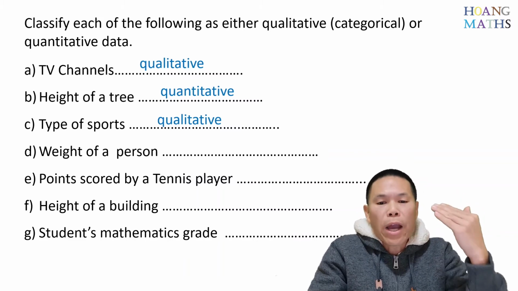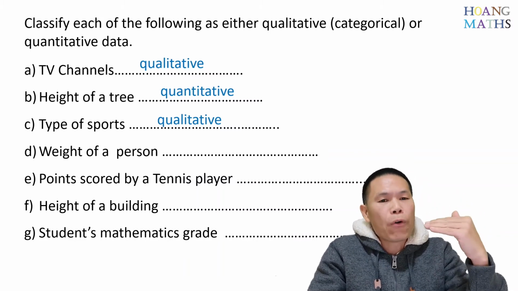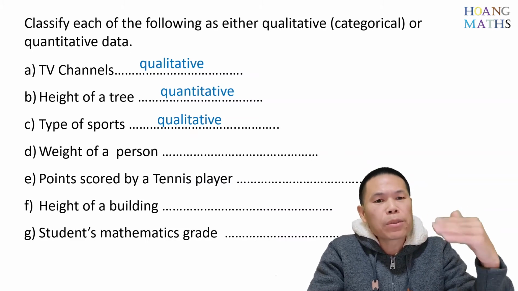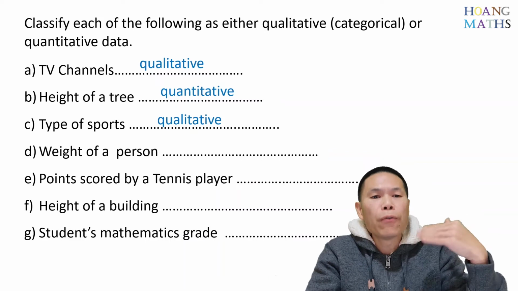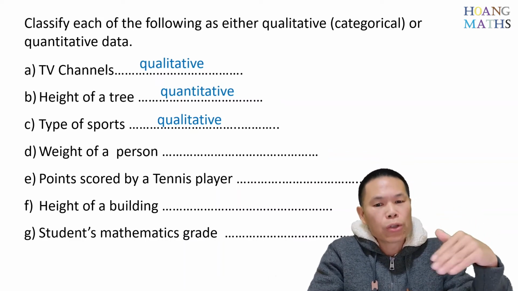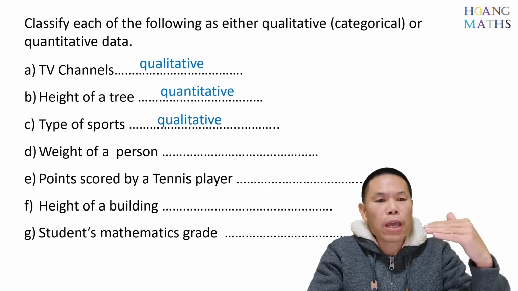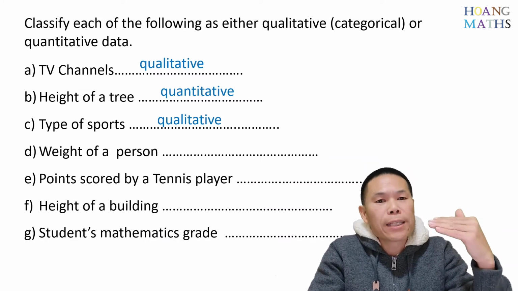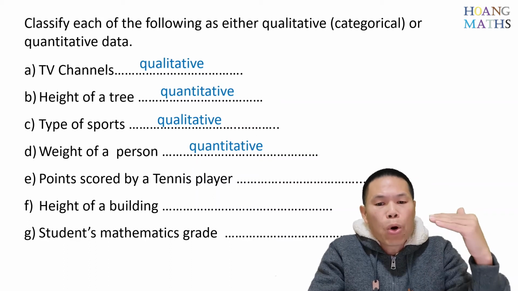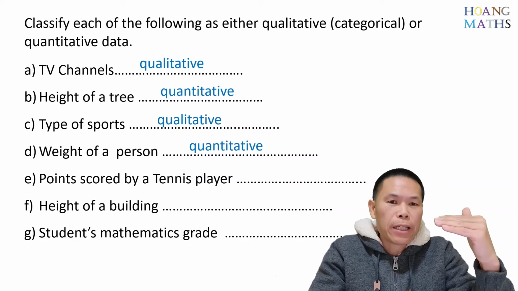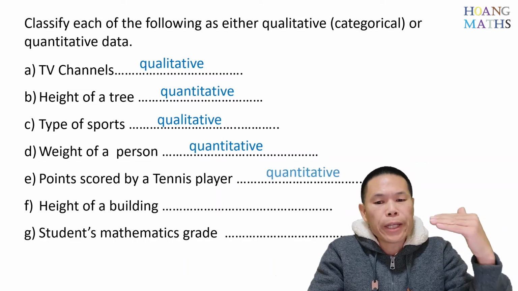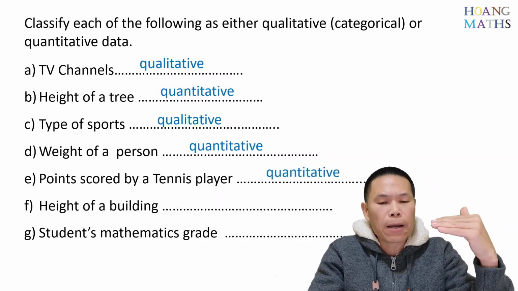D, weight of a person. It could be like 80 kilograms or 50 kilograms or 45 kilograms, 46.8 kilograms, and so on. So it has to do with numbers, right? So therefore, it's actually quantitative data. Part E, points scored by a tennis player. So therefore, it's actually to do with numbers. So therefore, it is quantitative data.